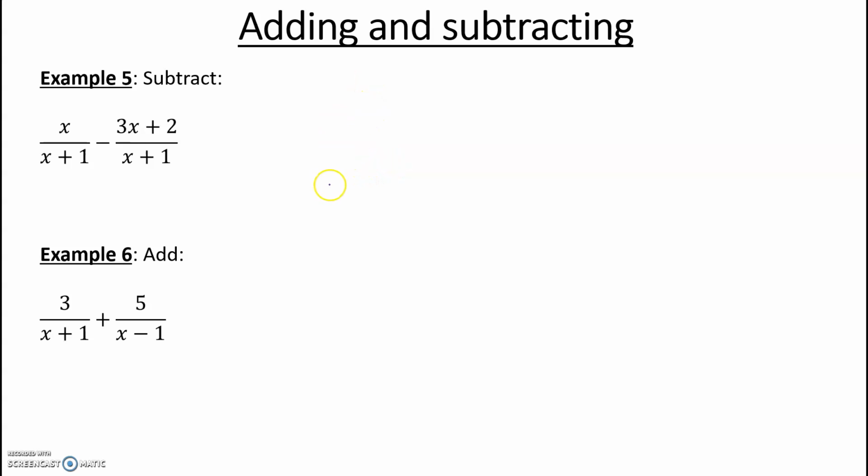All right, so yesterday we did multiplying and dividing rational expressions. Today we're going to do adding and subtracting. Adding and subtracting is very similar to what we do with fractions.